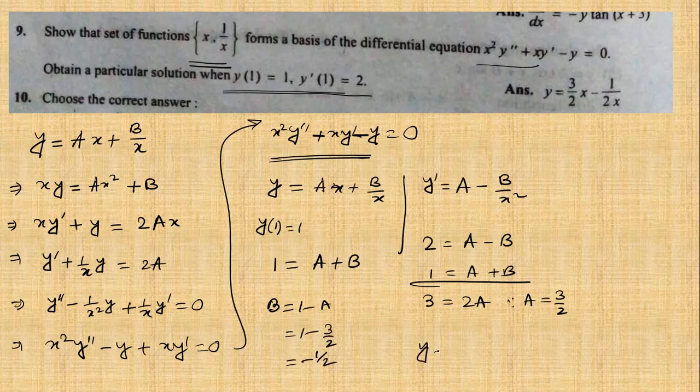So the solution will be y equals ax plus b by x, where a is 3 by 2 and b is minus half. So y equals 3 by 2 x minus 1 by 2x. So this is the solution. Clear?